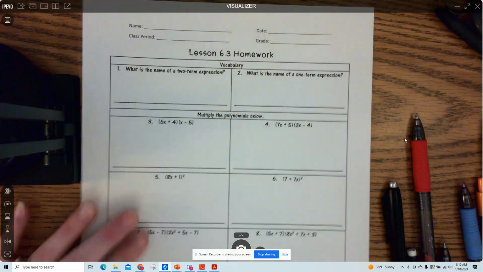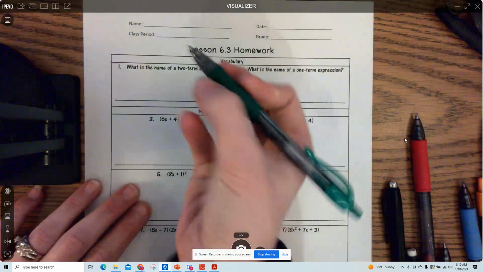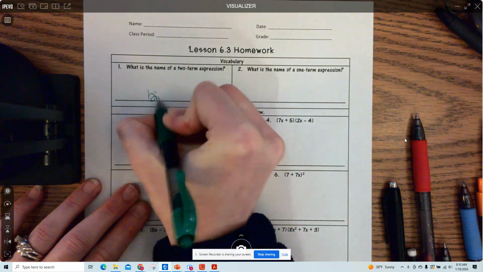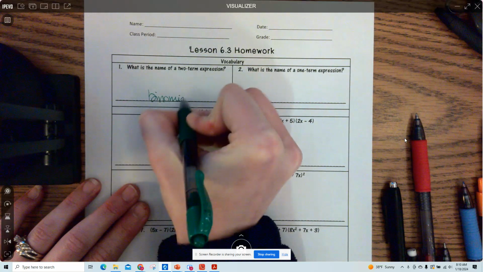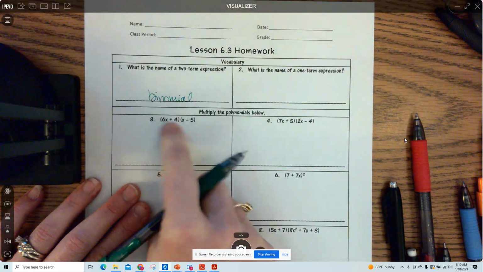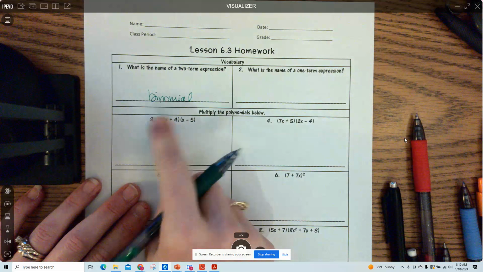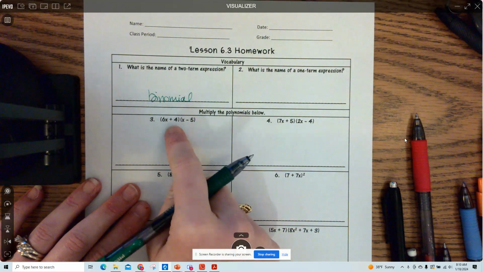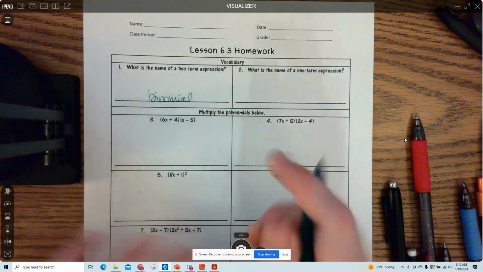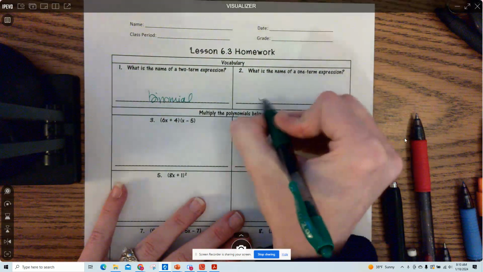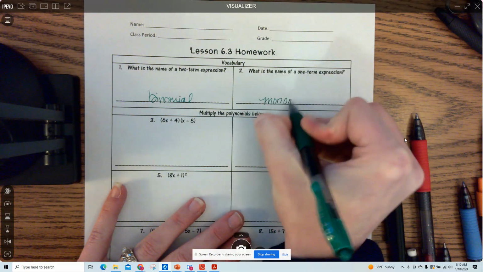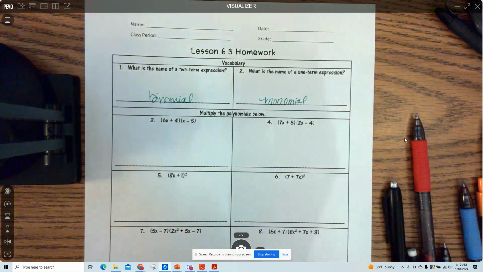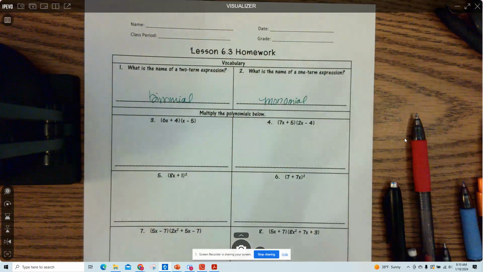So vocab, what is the name of a two-term expression? That's a binomial. So this right here, 6x plus 4, that's a binomial. There's two terms. 6x is the first term, 4 is the second term, okay? A one-term expression is a monomial. That's like if I just have a 6x, just have a 4x, just have a 2x squared, a single term.